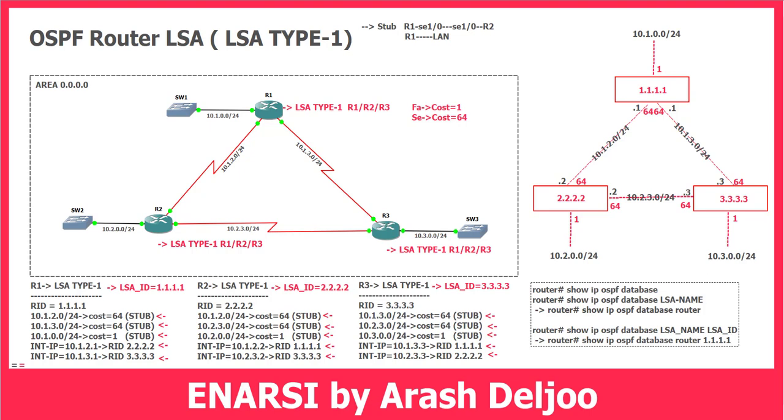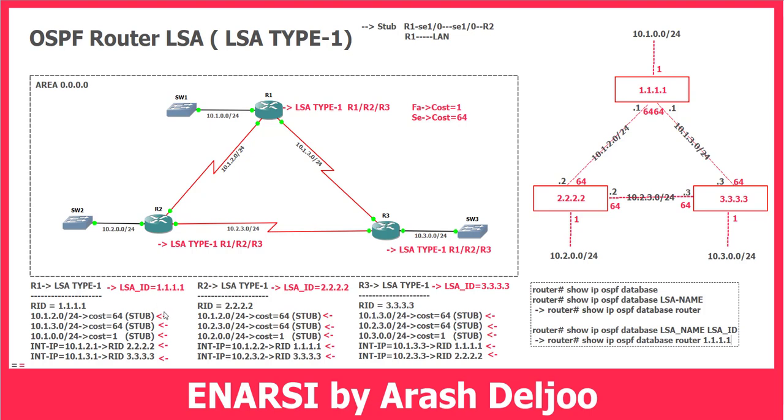With show ip ospf database, you can verify all of the link state database. With show ip ospf database and the LSA name, you can verify only specific LSA types, for example, LSA type 1, LSA type 2, LSA type 3. But when you want to see the content of one specific LSA, you can use show ip ospf database, first the LSA name and then the LSA ID. Show ip ospf database router means from LSA type 1, I want to see exactly the LSA type 1 of router 1. In the router LSA, the LSA ID is the router ID of the advertiser router.